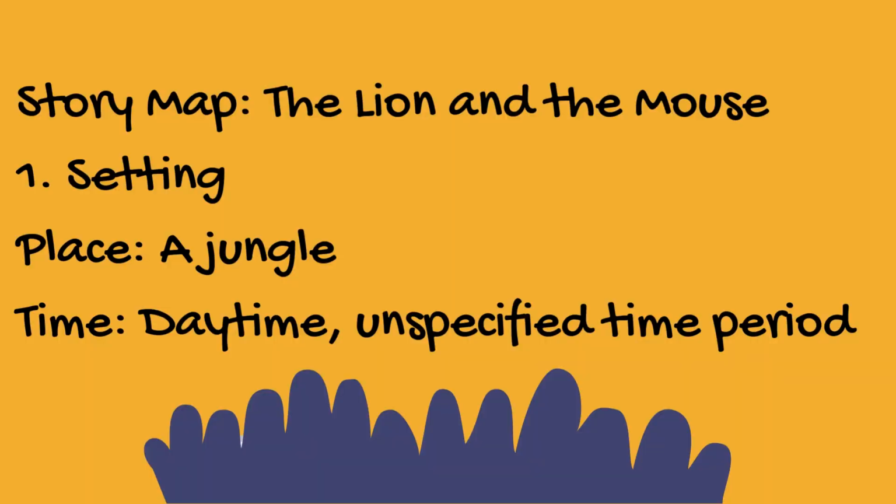This time, let us analyze the story The Lion and the Mouse based on the parts of a story map so that you can have a clear vision or understanding of how each part is developed. For this story, the setting is in a jungle, the time, daytime, or unspecified time period.